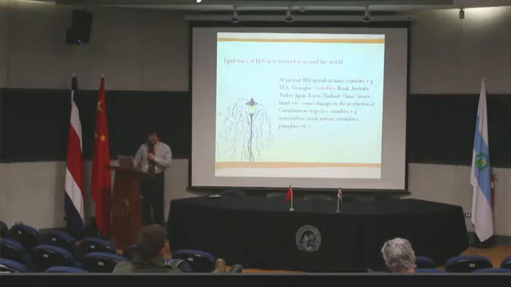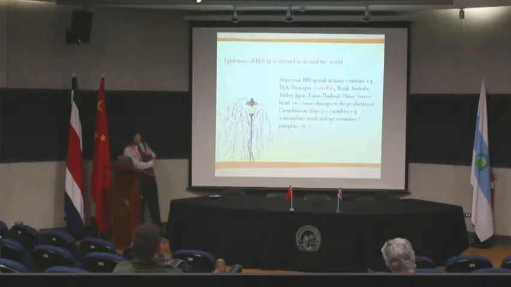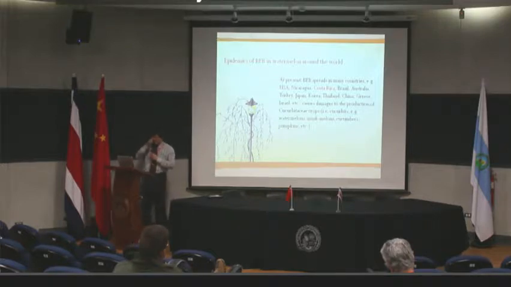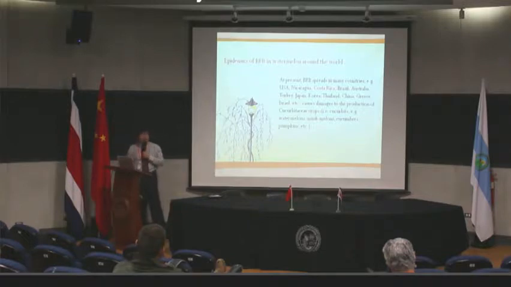Epidemics of BFB in watermelon around the world are quite interesting. At present, BFB has spread in many countries, such as Costa Rica, and also the USA and China as well. BFB can affect not only watermelon, but also other cucurbit species, such as other kinds of melons, muskmelons, cucumbers, or even pumpkins.